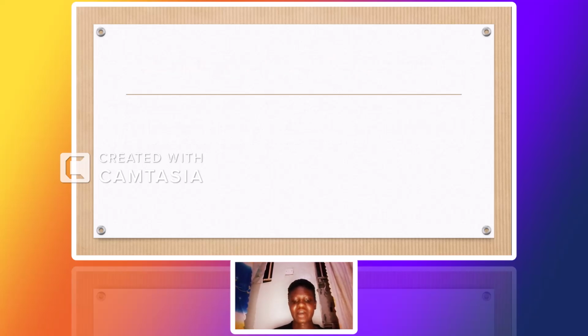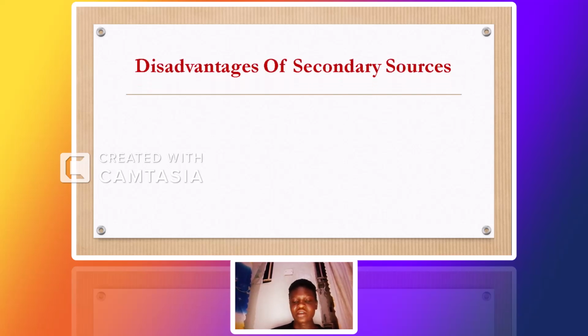Next, we are going to look at the disadvantages of these secondary sources. First of all, these secondary sources can introduce misinterpretations or biases. Here we see that when people get information from the primary source, by the time it reaches, let me say, the fifth person or before it reaches the third person, the information is already exaggerated. This can be due to misinterpretations.